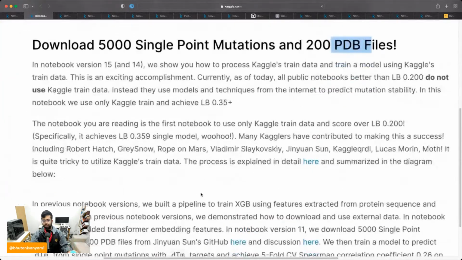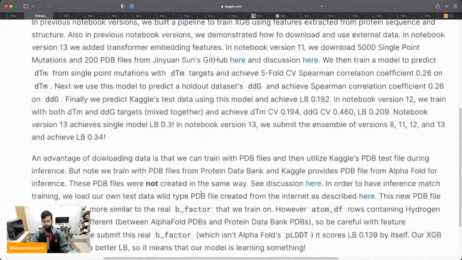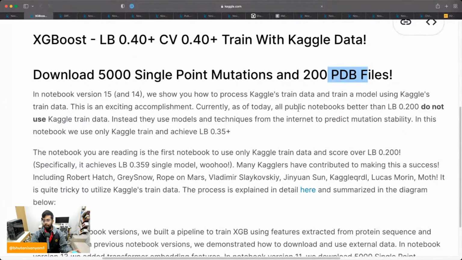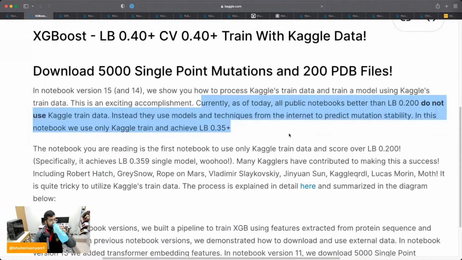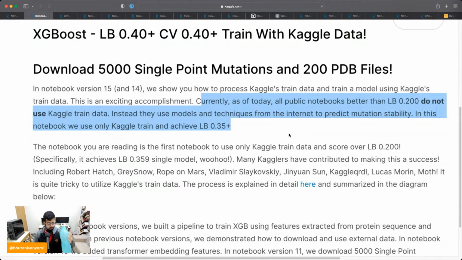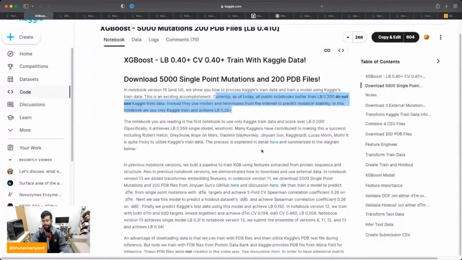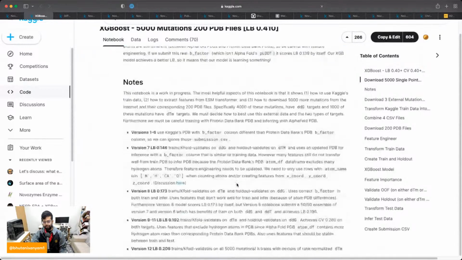And in this notebook, somewhere I remember it. All right, it's here. I found it. Currently, all notebooks at that time did not use Kaggle train data at all. So many notebooks ended up, as I pointed out, using data from different sources or PDBs from different sources and then creating features on top of these.